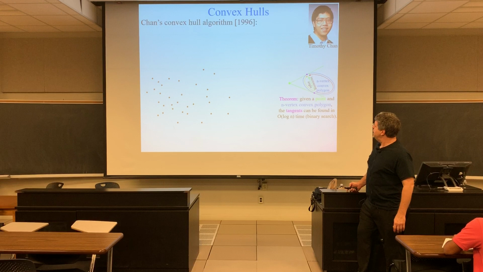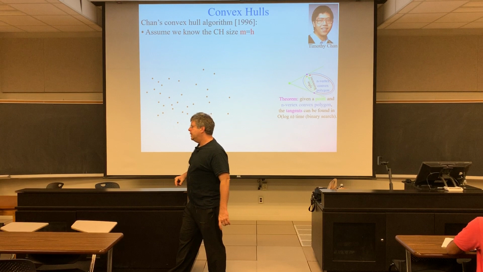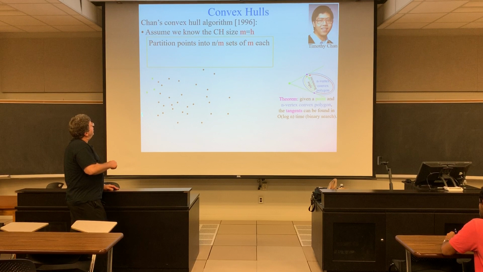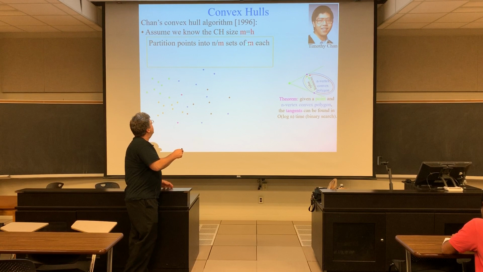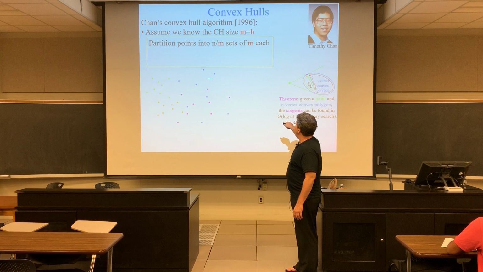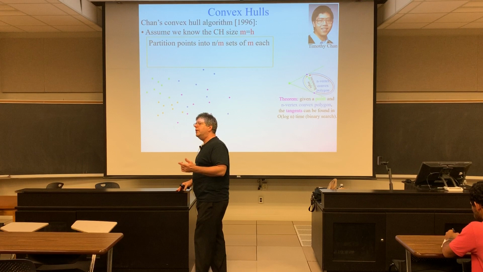Assume you knew the size of the convex hull, which we don't, but assume you knew it. So assume you knew what h was, the number of points in the convex hull. Let's call it M. You'll see why I'm giving it another name besides h in a second, because it'll be a parameter in this algorithm. So I'm going to divide the points into N over M sets of M points each, for a total of N points. So these are N points divided into N over M sets of M points each. So let's say here are some green points, here are some yellow points, blue points, and purple points. So I'm dividing into equal size subsets. How many subsets? N over M. What is M? It's the size of the convex hull. We don't know that yet, but you'll see in a minute what happens. Okay.